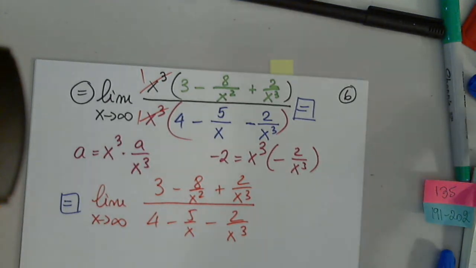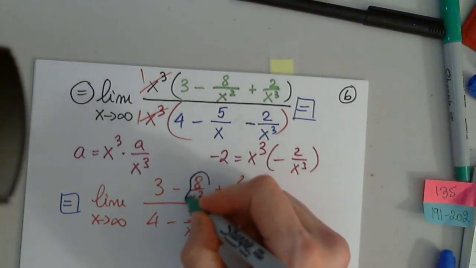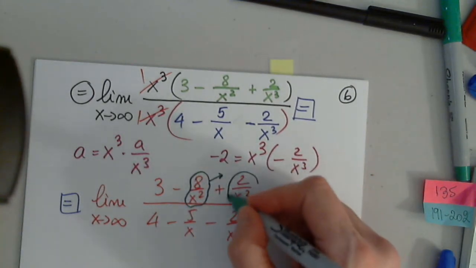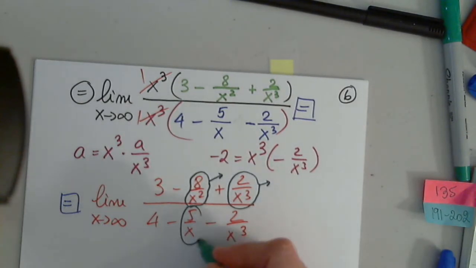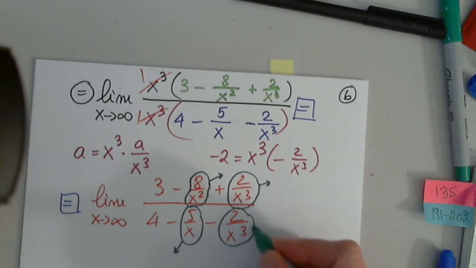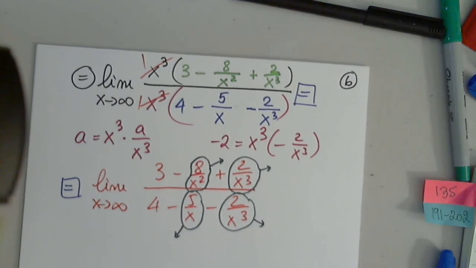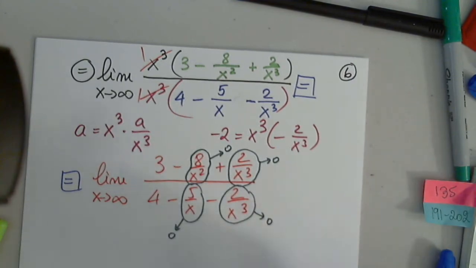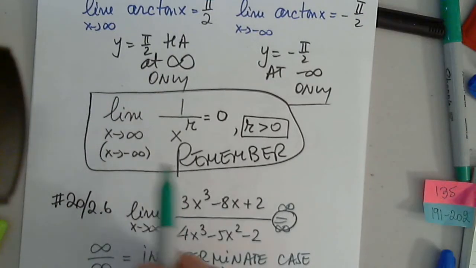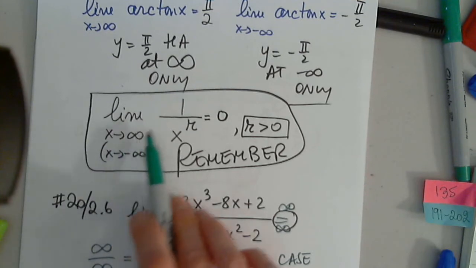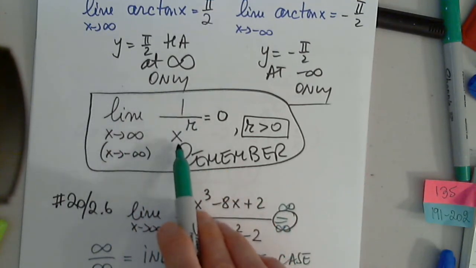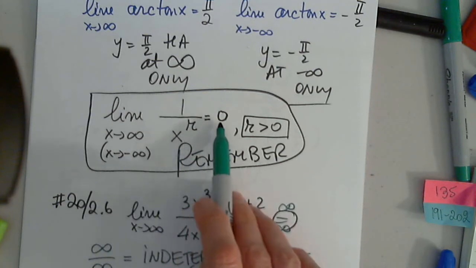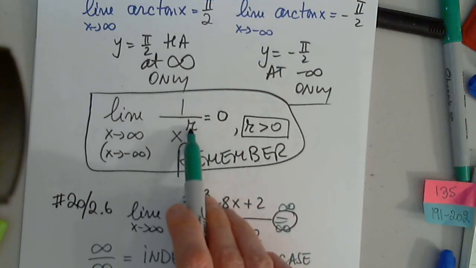So here's the next step. At this point, I'm going to ask you, where does this go? Where does this go? Where does this go? And where does this go when x approaches infinity? 0. In case you're wondering why, it's because when x approaches infinity, any number over x to any power approaches 0, as long as the power is positive. The power has to be positive.